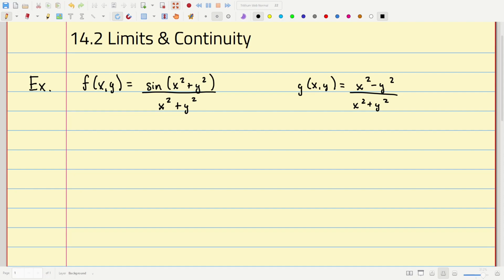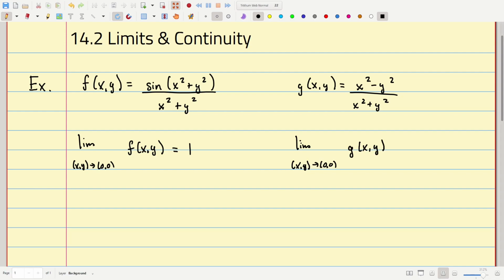So in the left case, we can say that the limit as x, y approaches 0, 0 of f of x, y is equal to 1. And here, the limit as x, y approaches 0, 0 of g of x, y does not exist.